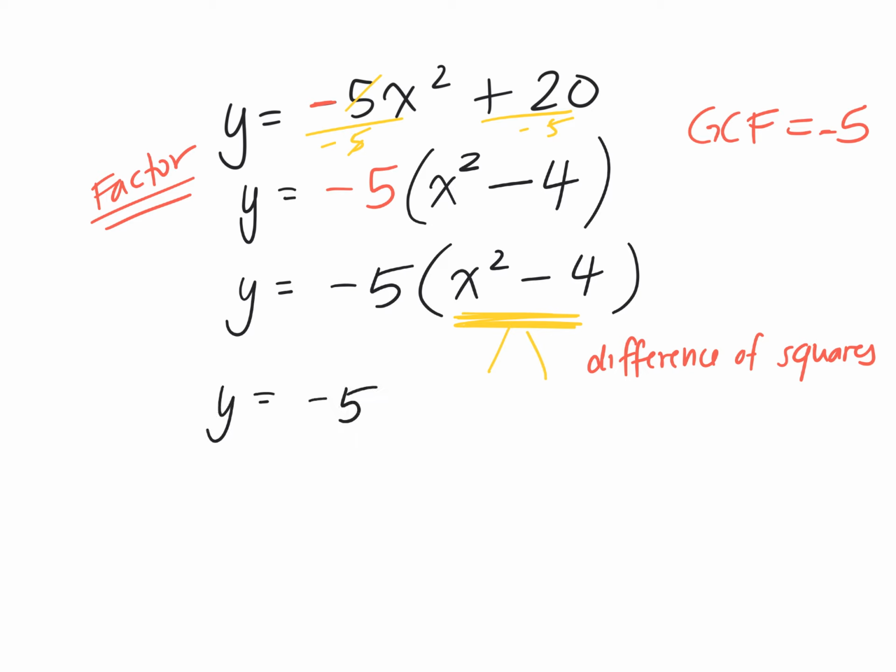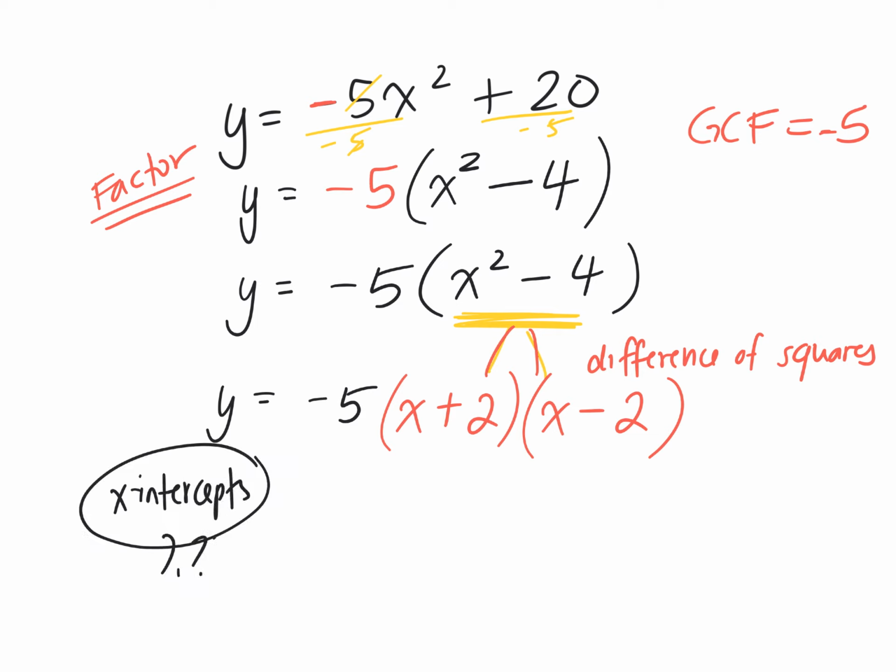Negative 5, and then how do I factor this? What are the two things that multiply together to give us x squared? X times x. What are two things that multiply together to give us 4? What's the square root of 4? 2. What times what is a negative? Positive and a negative. So is that fully factored now? Yeah. But I want to know what are the x-intercepts.